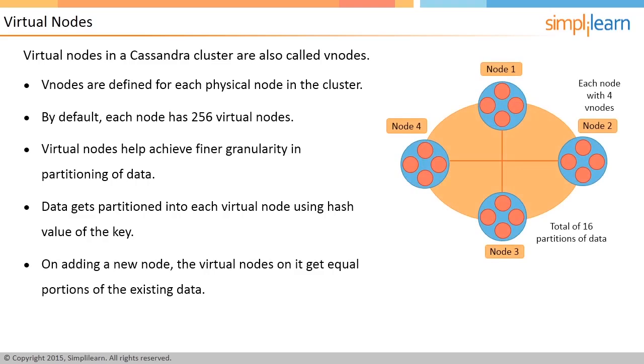The image depicts a cluster with 4 physical nodes. Each physical node in the cluster has 4 virtual nodes, so there are 16 vnodes in the cluster. If 32 terabytes of data is stored on the cluster, each vnode will get 2 terabytes of data to store. If another physical node with 4 virtual nodes is added to the cluster, the data will be distributed to 20 vnodes in total, such that each vnode will now have 1.6 terabytes of data.